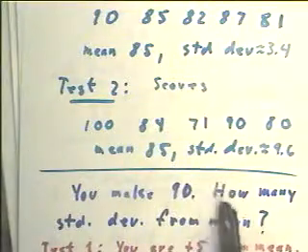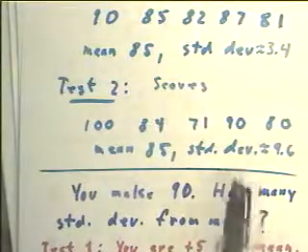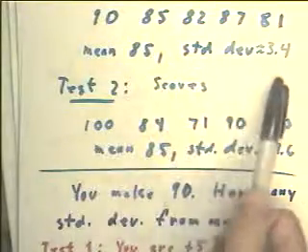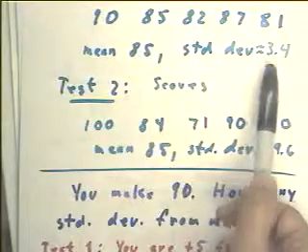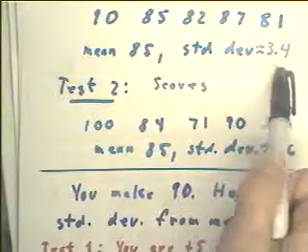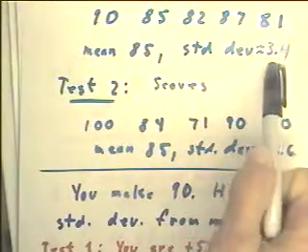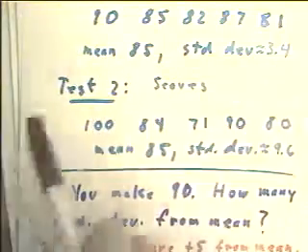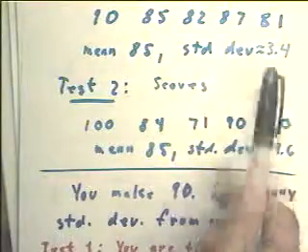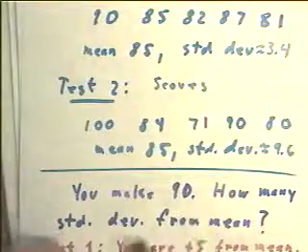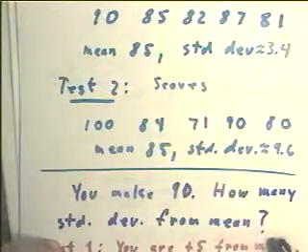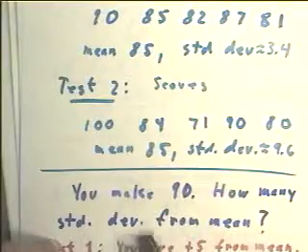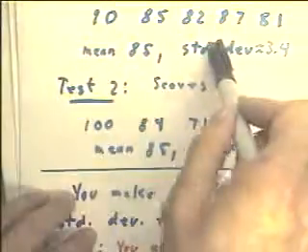Now, how many standard deviations are you from the mean? Well, if you're 5 units from the mean and the standard deviation is 3.4, as we say, you're more than 1 and less than 2 standard deviations. 5 is more than 3.4 but less than 2 standard deviations, which would be 6.8. So somewhere between 1 and 2 standard deviations. How do you think we're going to get the exact number of standard deviations from the mean? How many standard deviations are you from the mean in this case?